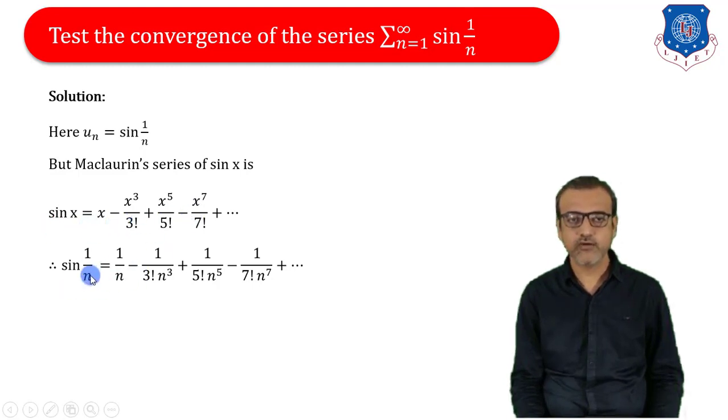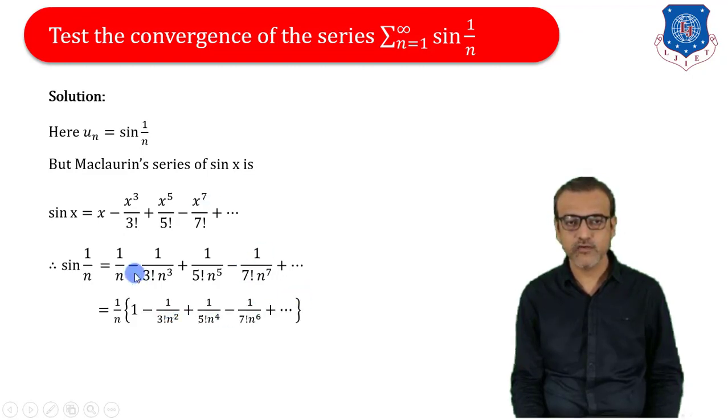So we have sin 1 upon n equals, replacing x by 1 upon n, 1 upon n minus 1 upon 3 factorial, 1 upon n raised to 3, plus 1 upon 5 factorial, 1 upon n raised to 5, minus 1 upon 7 factorial, 1 upon n raised to 7 and so on. Now taking 1 upon n common, into bracket we have 1 minus 1 upon 3 factorial n square plus 1 upon 5 factorial n raised to 4 minus 1 upon 7 factorial n raised to 6 and so on.